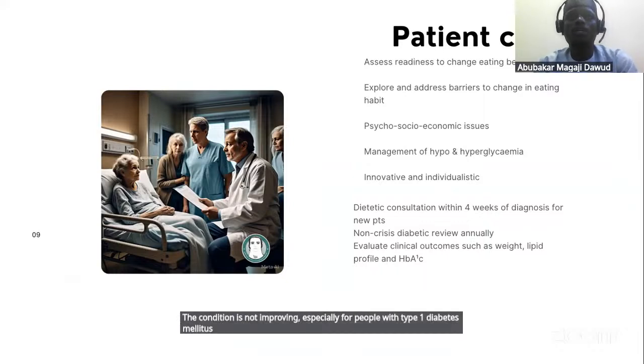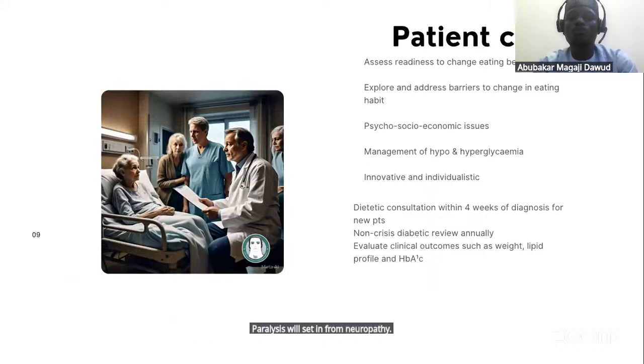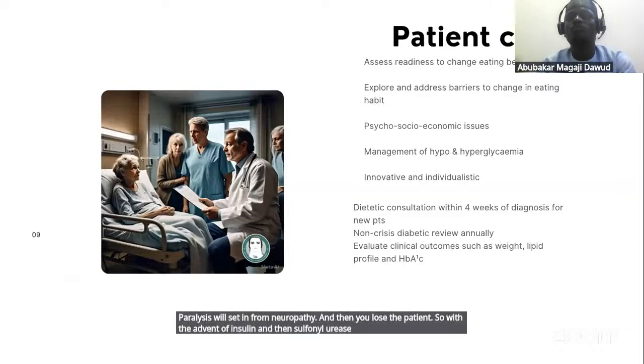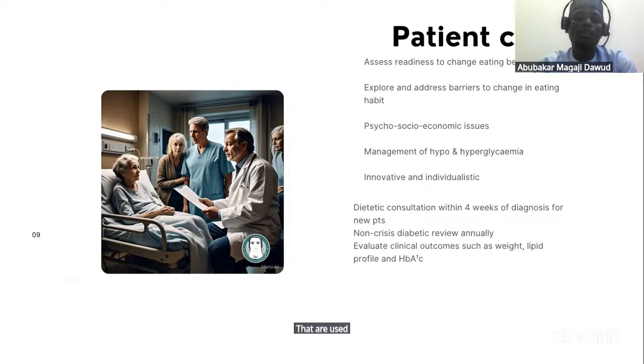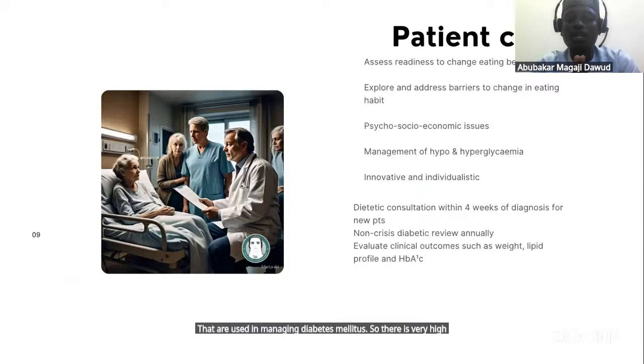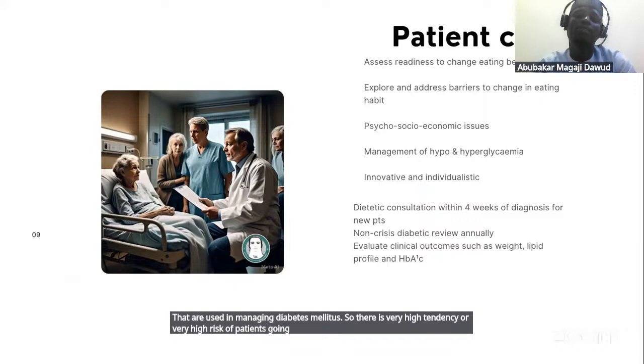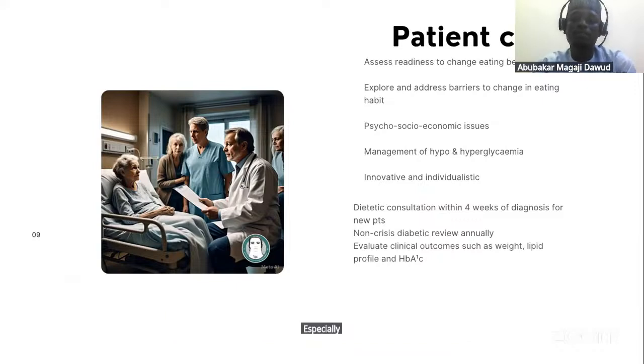So very quickly, the patient would lose some of his vital organs, first of all probably his sight, then his kidney, and then paralysis would set in from neuropathy, and then you lose the patient. But with the advent of insulin and then sulfonylureas in the 1940s, and of course many more classes of drugs now used in managing diabetes mellitus, there is a very high risk of patients going into hypoglycemia, especially during Ramadan. In the morning, he is hyperglycemic. In the afternoon, he is now hypo.